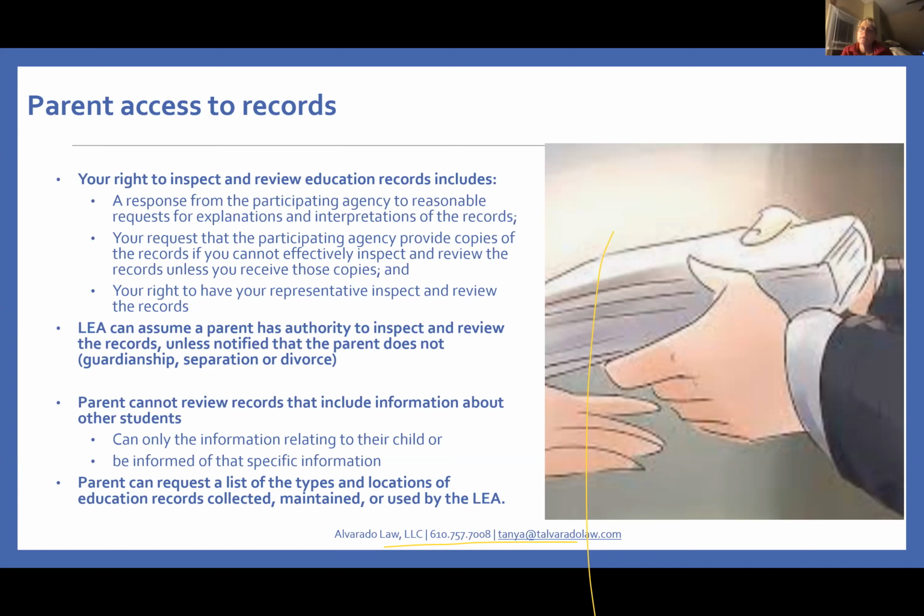Question for you, and I apologize. How about if a parent requests records to be sent electronically? Can there still be a charge for that?